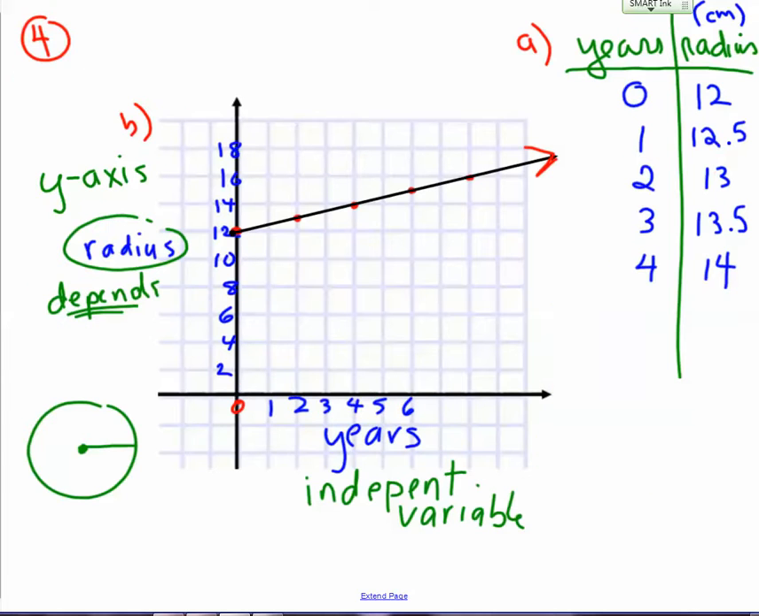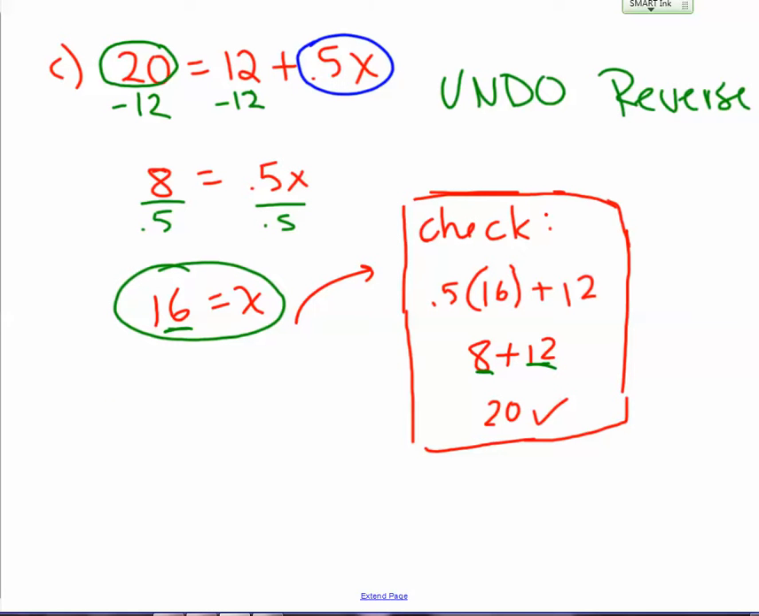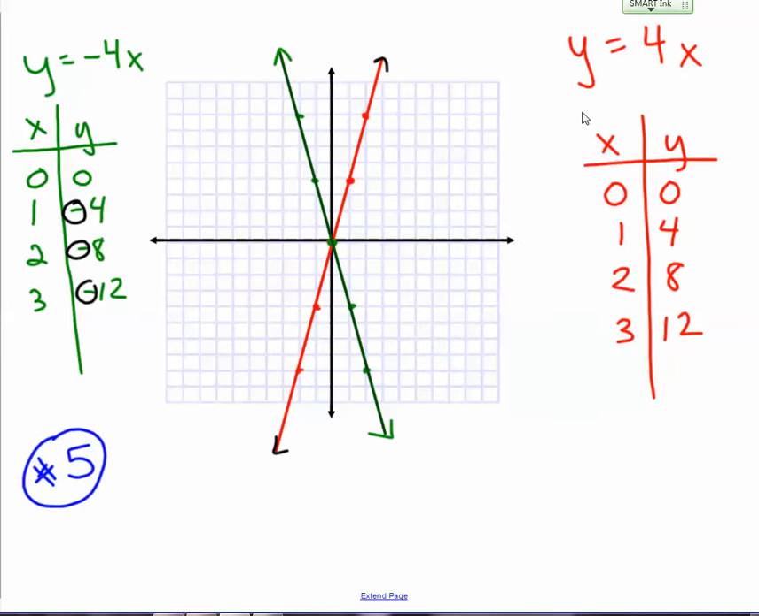And then this was the graph for number 4 with the years and the tree's radius. The radius depends on the number of years the tree's been growing. The longer the tree grows, the bigger the tree gets. Okay, and then to solve letter C, in how many years will the tree have a radius of 20 centimeters? You put 20 in for y, and you solve the equation, and it's in 16 years, and then you check it. A half of 16 plus 12 is 20. And then this was the one for y equals 4x, and y equals the opposite of 4x, number 5.